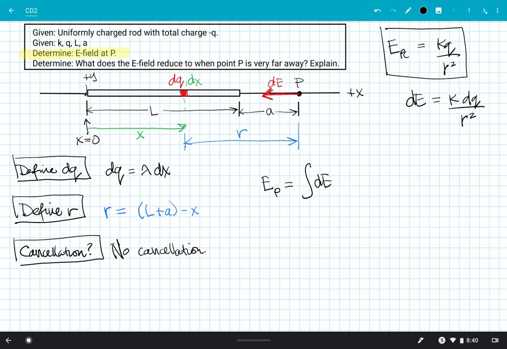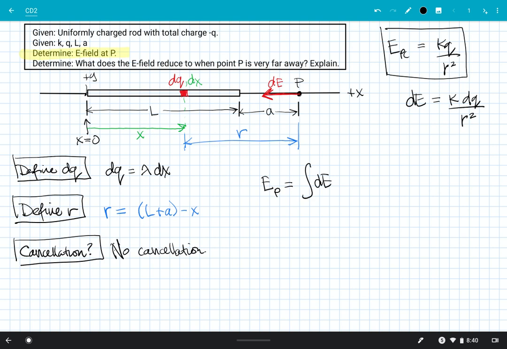So why are we integrating? Because they're going to have different magnitudes. Every dq is a different distance from P. Distance matters. We have the r squared in the denominator of our equation. So that's why we have to integrate. If everything's exactly the same, obviously, you don't even need to do any integration.